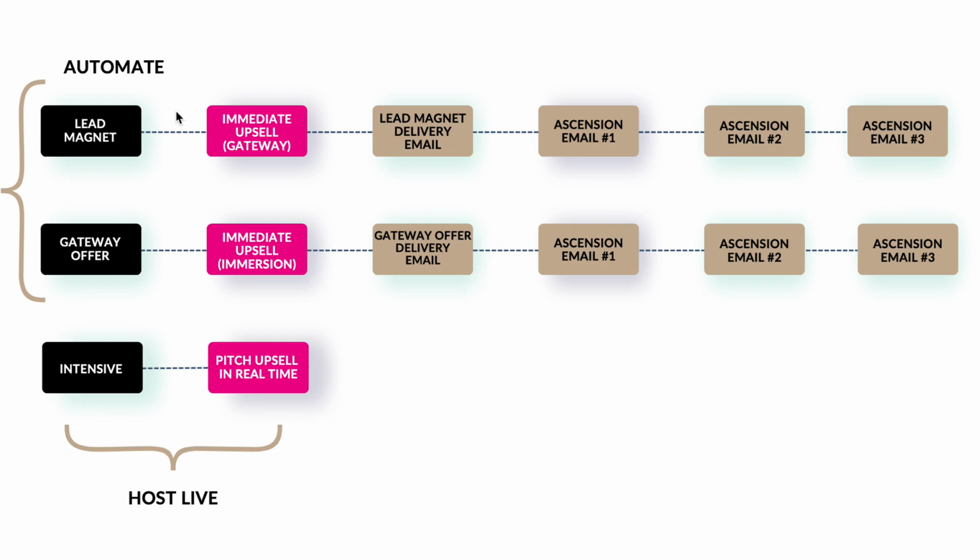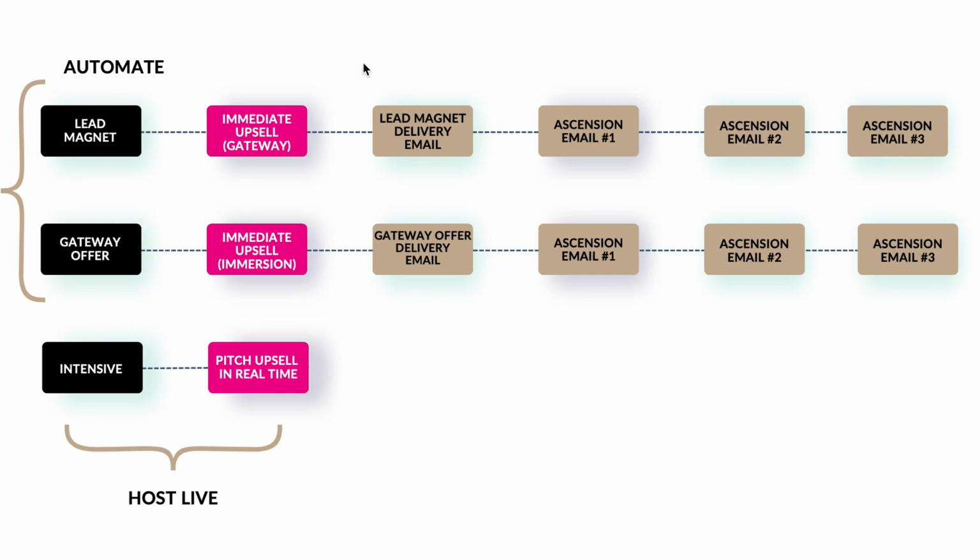Now, what we're going to automate is the top 2 layers of this funnel. So you're going to put your lead magnet on autopilot. You're going to have an automated upsell right to your gateway. And all of these emails that are going to upsell people, these will also all be automated. From your gateway offer to your fast track experience, all of this will also be automated, which means you can be running this all of the time.